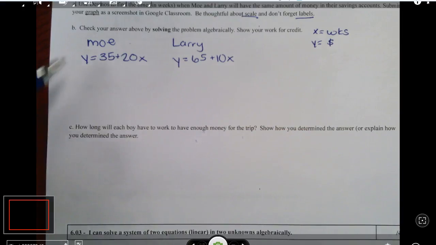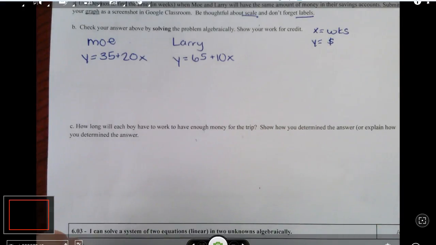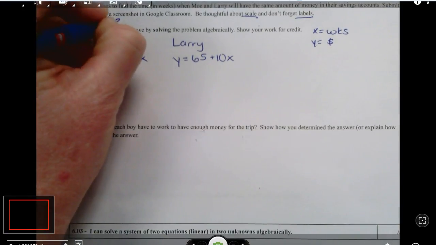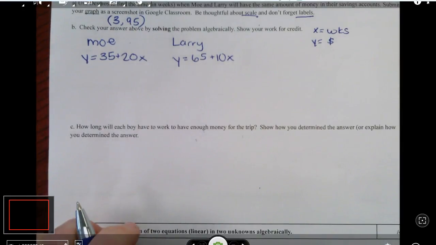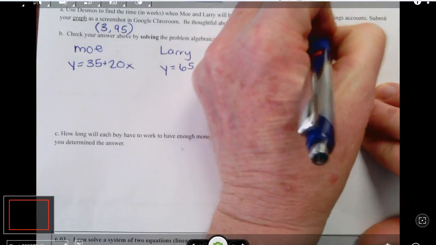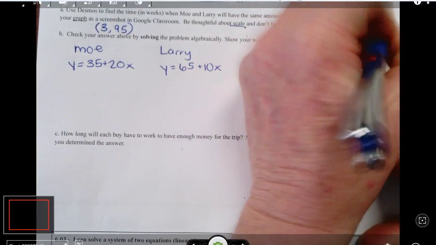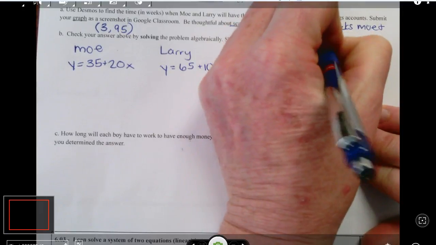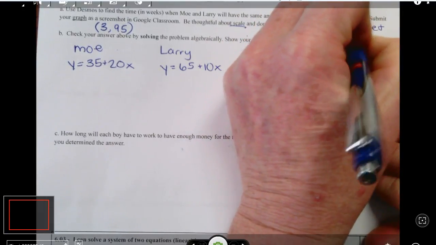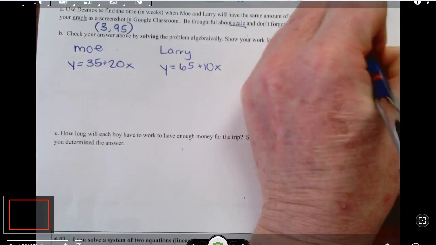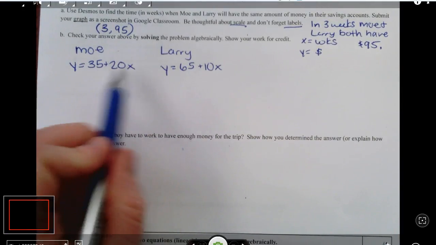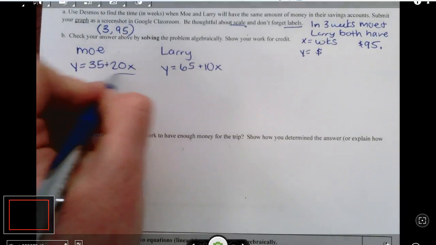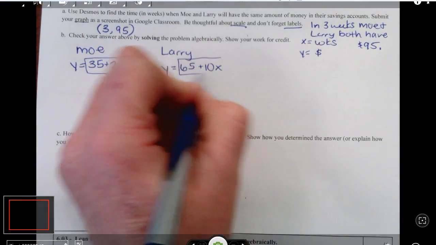Back to the problem, we want to check your answer above by solving the problem algebraically. So we know that in 3 weeks, they'll both have $95. So we should write that: in 3 weeks, Mo and Larry both have $95. That's what (3, 95) means. Now, we want to check our answer by solving. So we want to know when Mo's earnings are equal to Larry's earnings.